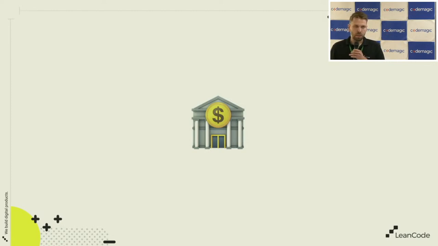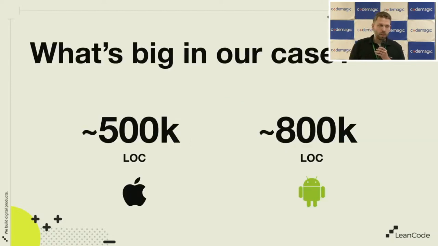As I said, it was a banking app. It was a huge banking app with, I think, they reached 2 million active monthly users at some point. So a big application. The iOS app had 500k lines of code. The Android was even bigger with 800k lines of code. Of course, a lot of custom stuff in there.